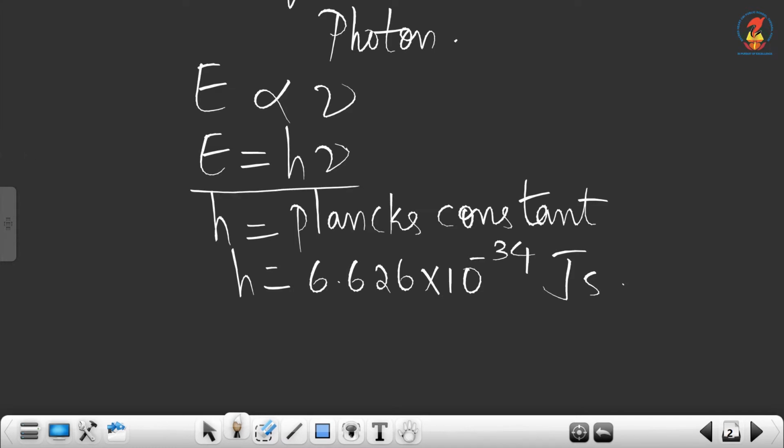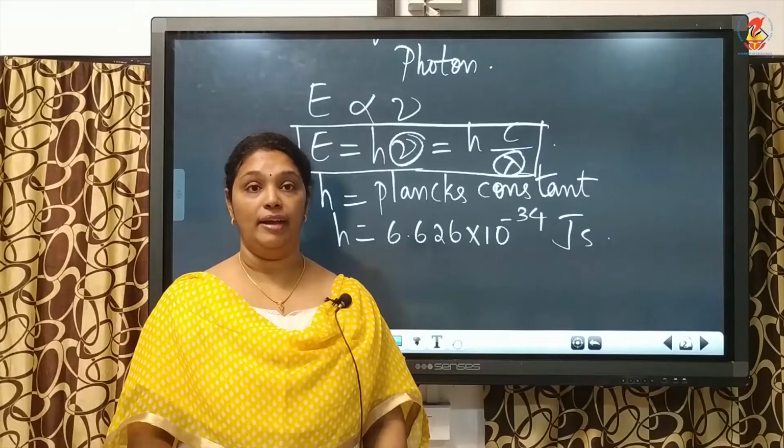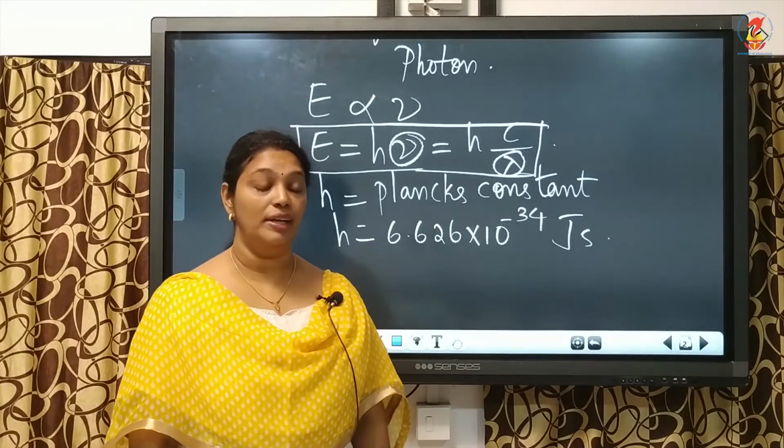Now, in this expression E is equal to h nu, you can substitute for nu. Nu is equal to c by lambda. So you can write it as h into c by lambda. Now, if you look at this expression, you can see that the energy of radiation emitted and absorbed is directly proportional to frequency and inversely proportional to wavelength lambda. So this is Planck's quantum theory. Next we have the photoelectric effect.